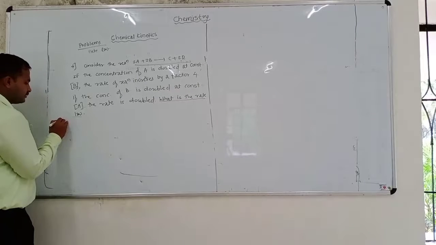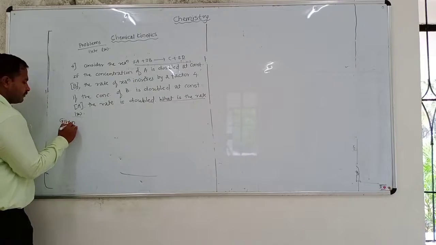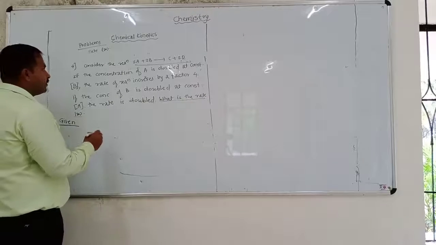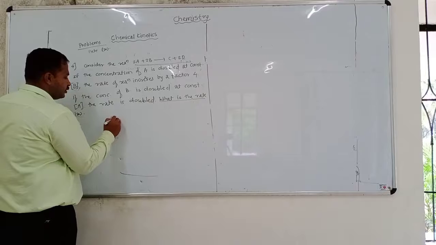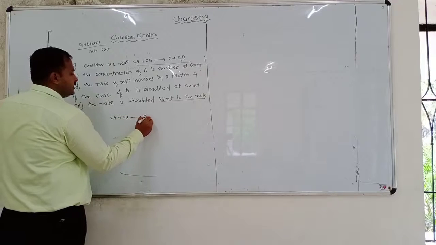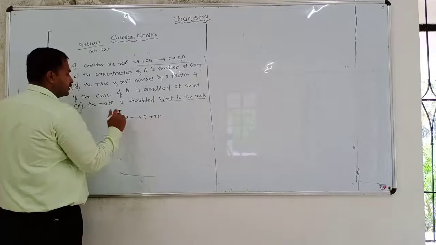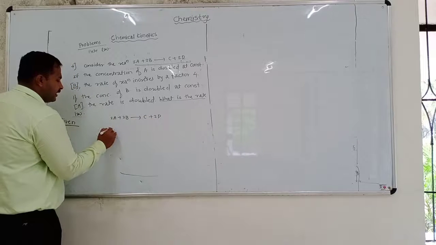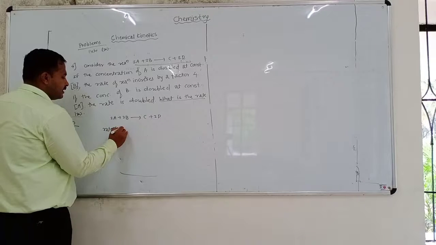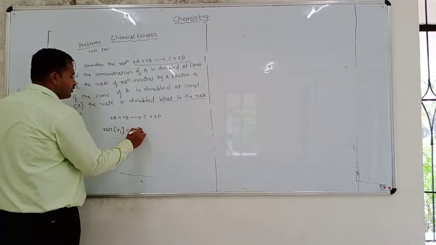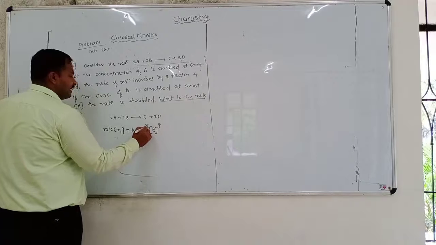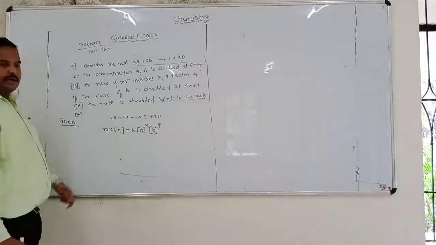See, first, given. Now, if we want to find the rate law, we use the rate law. This reaction: 2A plus 2B gives C plus 2B. Okay, see in this case we can write rate R1 is equal to K into concentration of A raised to X into concentration of B raised to Y. So we have to find out the values of X and Y.